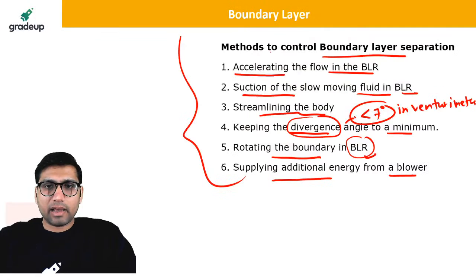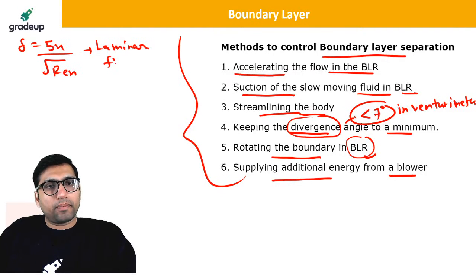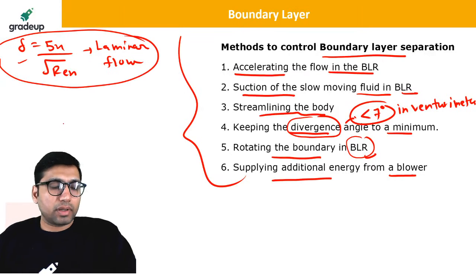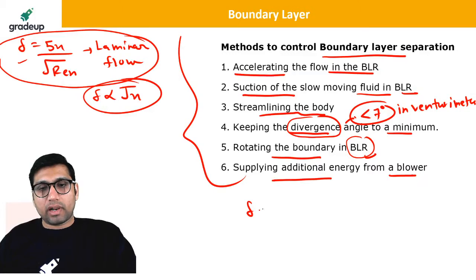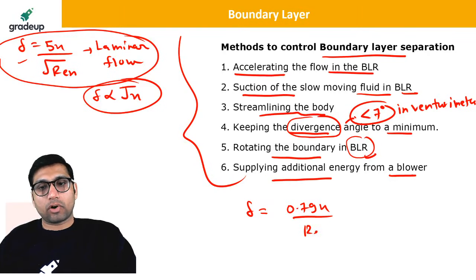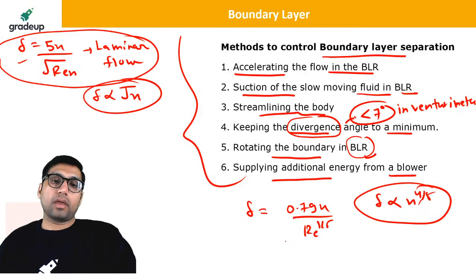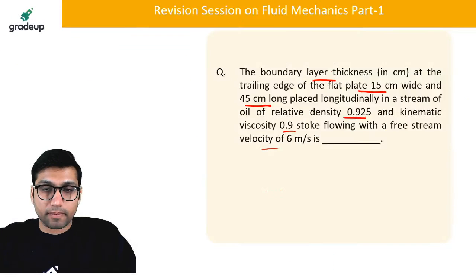One more important thing, why I have missed this: delta is equal to 5 x by root of Reynolds number for laminar flow. This is how the boundary layer thickness varies. So the boundary layer thickness is directly proportional to root of x. And for turbulent flow, the boundary layer thickness is equal to 0.37 x by Reynolds number to the power 1 by 5. Also, the boundary layer thickness is directly proportional to x to the power 4 by 5 for turbulent flow. Okay, clear? And the shear stress is directly proportional to 1 by root of x. This is how the shear stress varies with the distance from the leading edge.